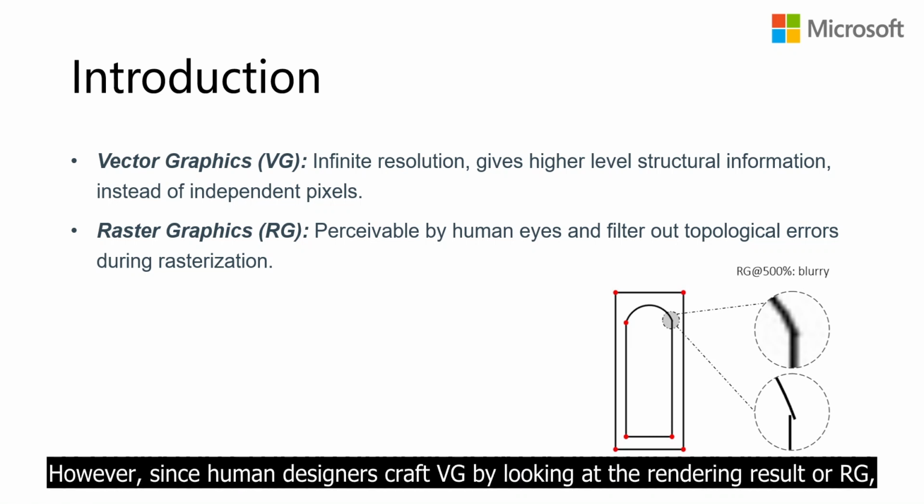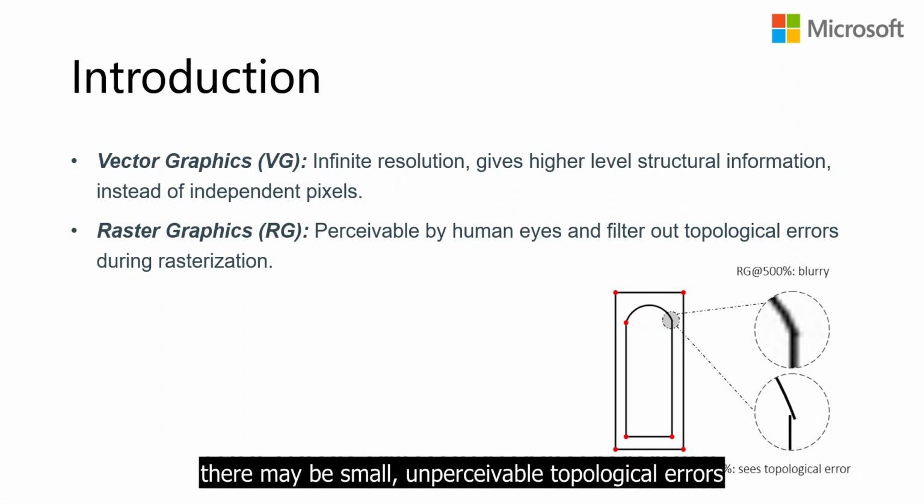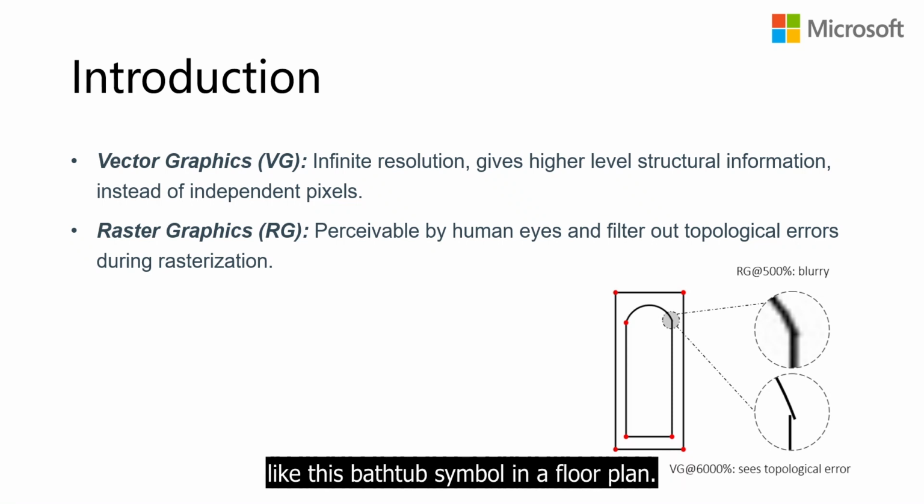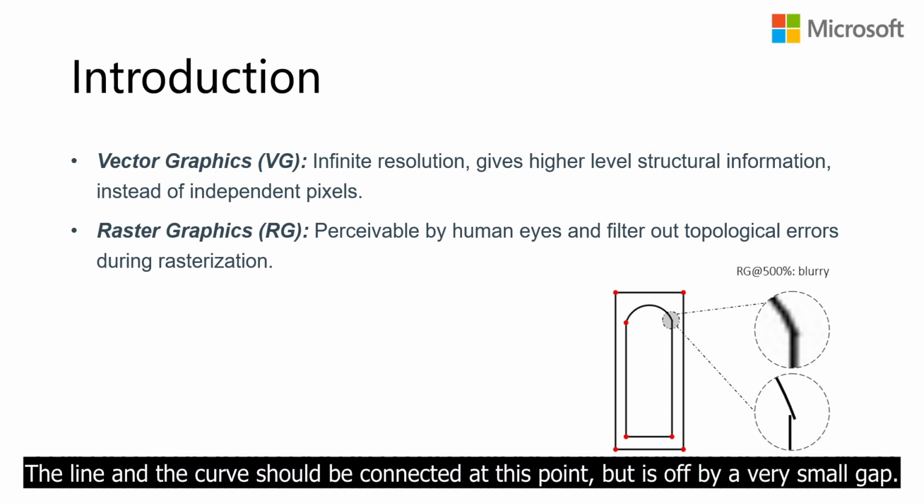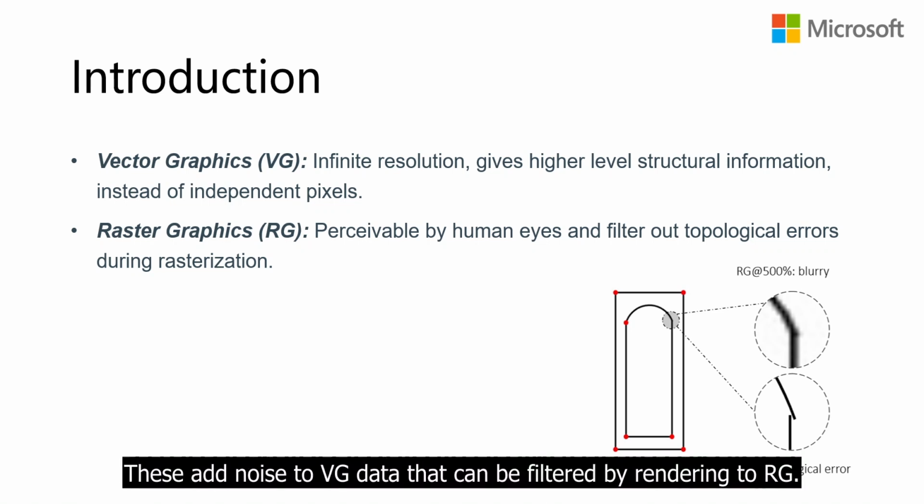However, since human designers craft VG by looking at the rendering result, or RG, there may be small, unperceivable topological errors like this bathtub symbol in a floor plan. The line and the curve should be connected at this point, but are off by a very small gap. These add noise to VG data that can be filtered by rendering to RG.